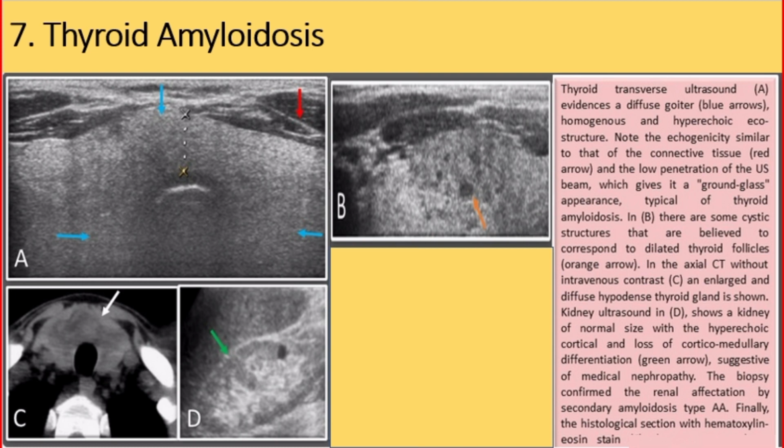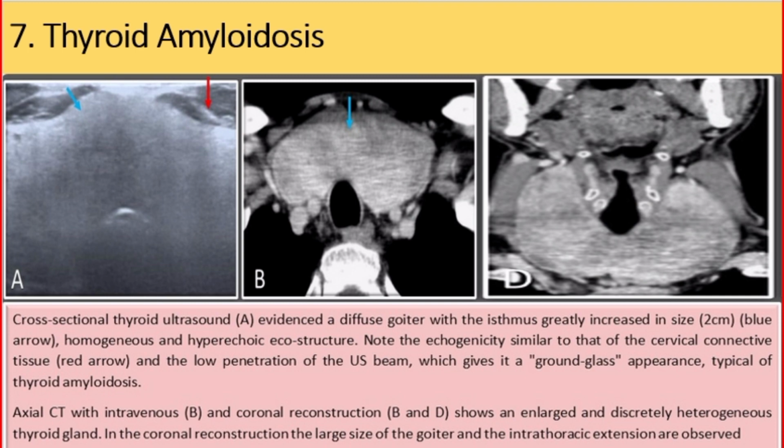In the axial CT without intravenous contrast, C, an enlarged and diffuse hypodense thyroid gland is shown. Kidney ultrasound in D shows a kidney of normal size with hyperechoic cortical and loss of corticomedullary differentiation, green arrow, suggestive of medical nephropathy.